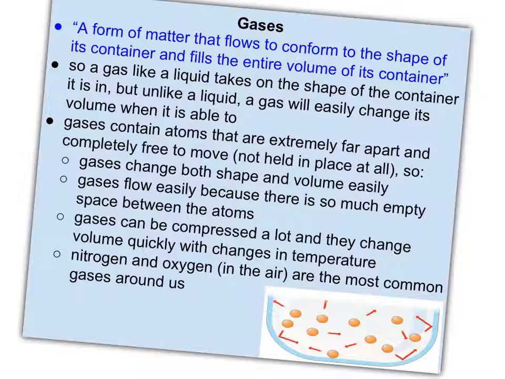Gases can be compressed a lot because there's a lot of space between them. We can decrease that space and compress them. And they change volume quickly with changes in temperature. Nitrogen and oxygen, which make up 99.9% of the air around you, are by far the most common gases around us.